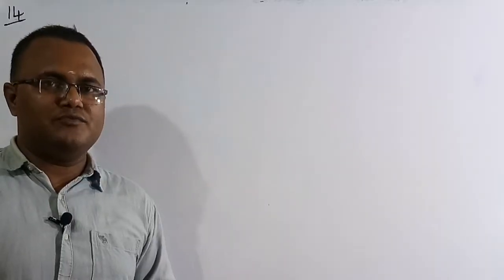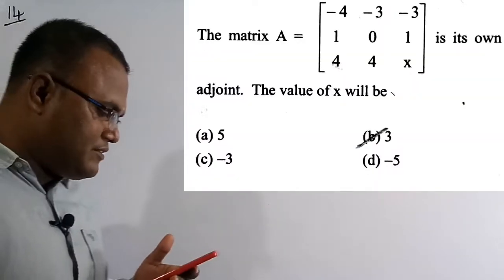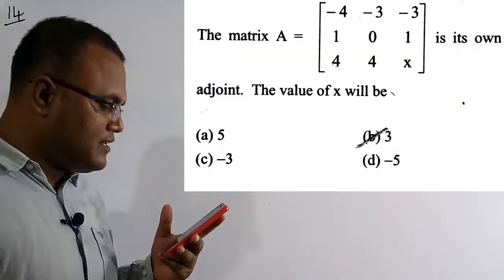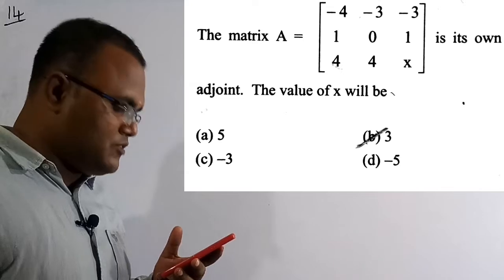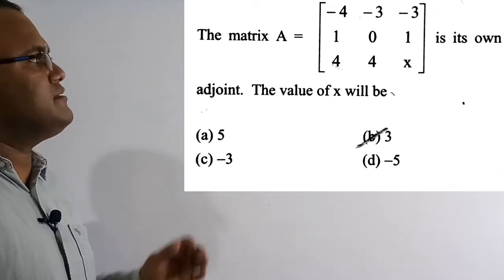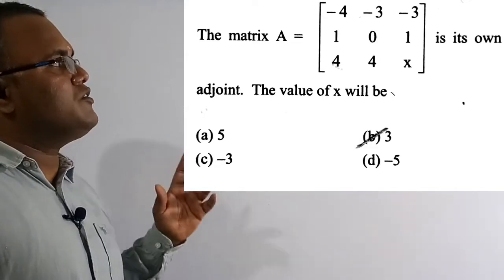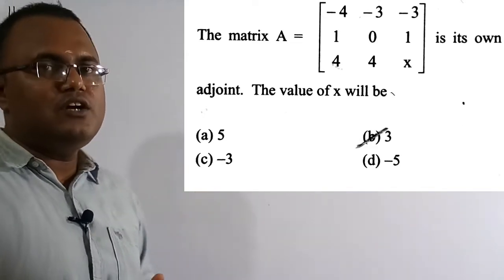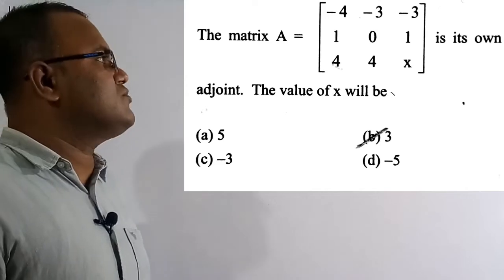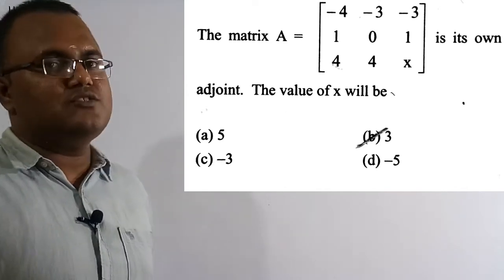So now we are going to solve the 14th question. See the question here. If the matrix A, this is the matrix they have given, is its own adjoint, then the value of x will be. In the question they have given that the matrix A itself is equal to the adjoint of that matrix. Then we have to find the value of x. Out of these four options, option B, which is 3, is the correct solution. So let's solve this numerical.